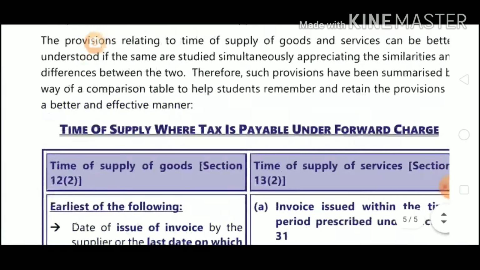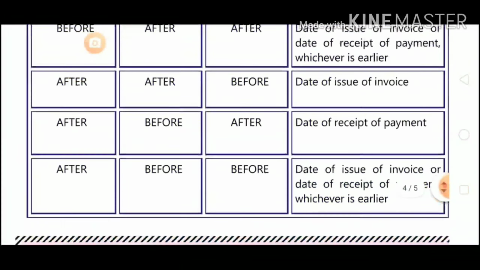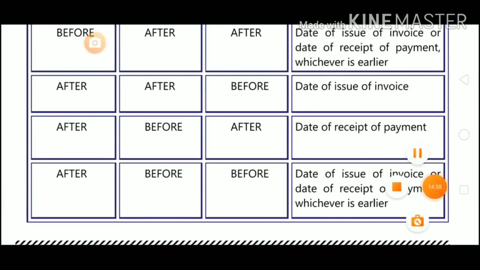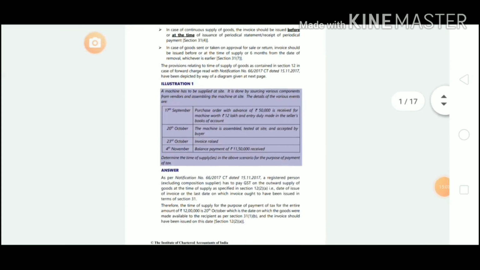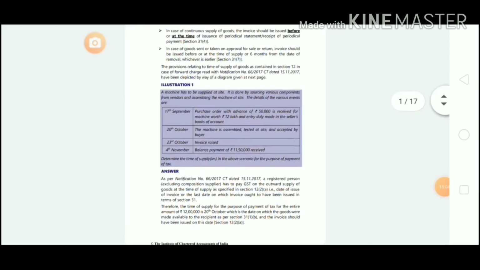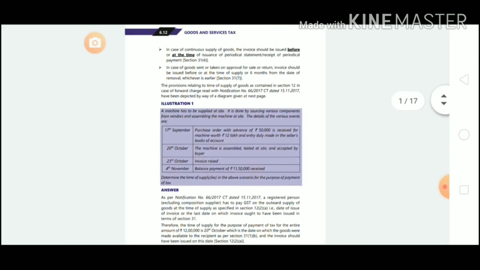Now we'll move ahead with the questionnaire. I hope that summary was beneficial for you all. Now let's start with the illustrations.